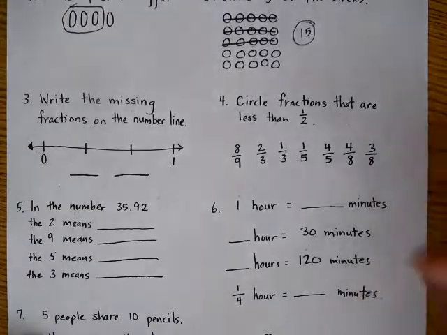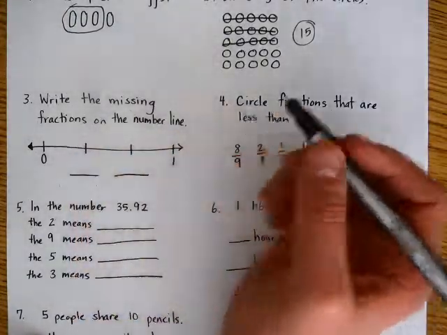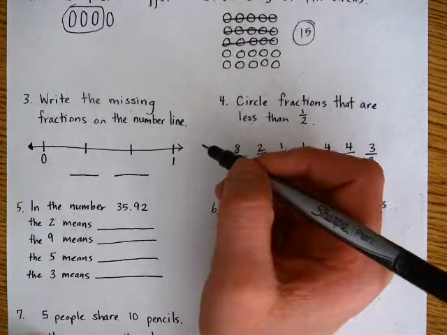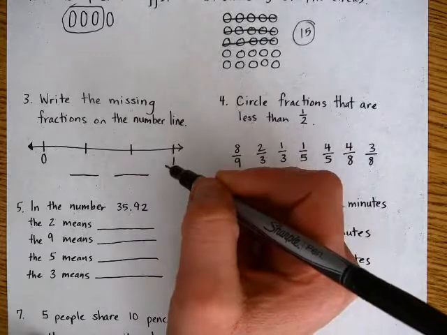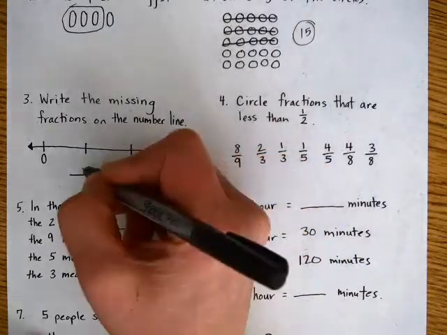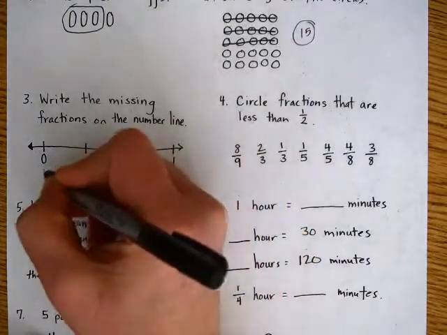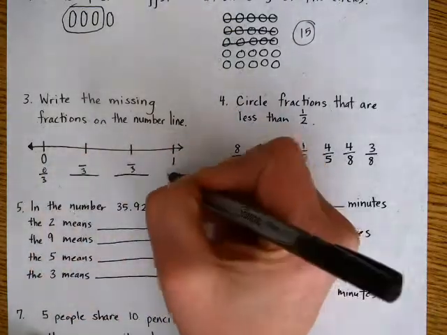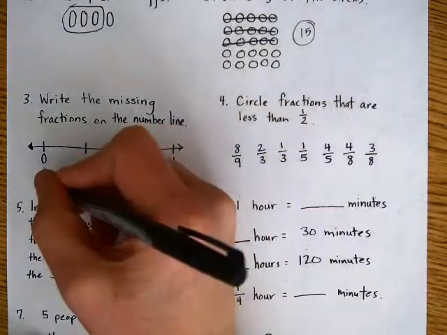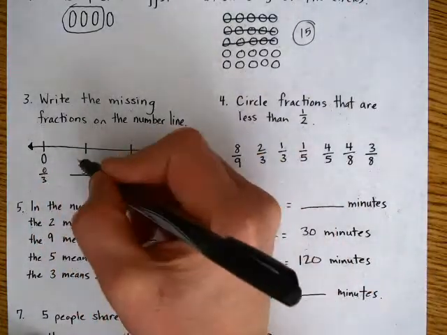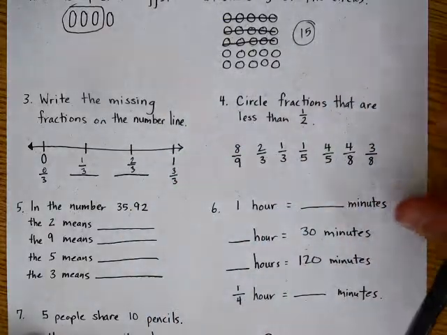Alright, number 3. Write the missing fractions on the number line. So for this, in order to figure out which fractions we're missing, we have to count first the spaces. 1, 2, 3. There are 3 equal spaces, and that means 3 is going to be our denominator. Okay, and then we can also say that this is 0 out of 3, and 1 whole is going to be 3 out of 3. So then we just count the numerators across the top. 0, 1, 2. 2/3, 2 out of 3.